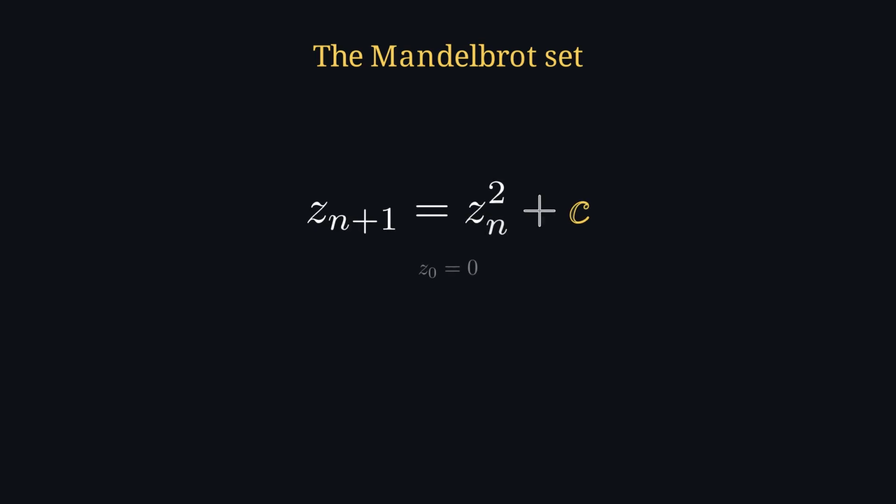Now for the crown jewel. It comes from one deceptively simple rule. Take a complex number, square it, and add a constant c. Then take that result, square it, add c again. And repeat. For some values of c, the numbers stay small and tame forever. For others, they blow up and race off to infinity. That single fork in the road is the whole story.